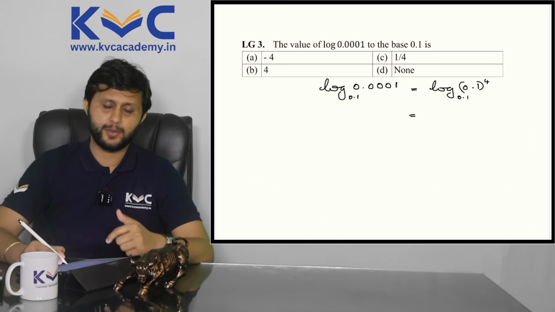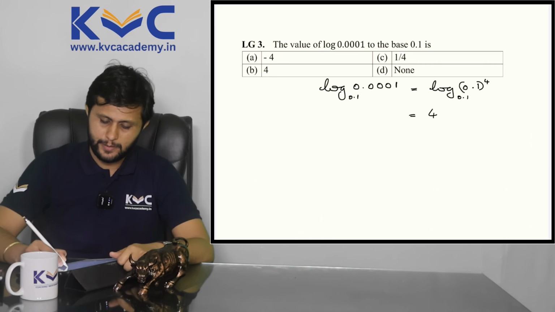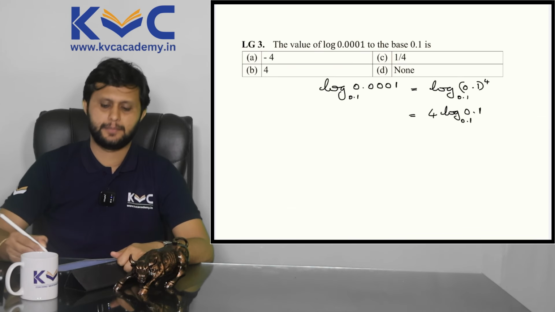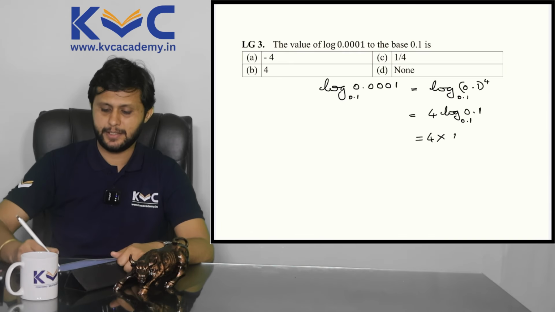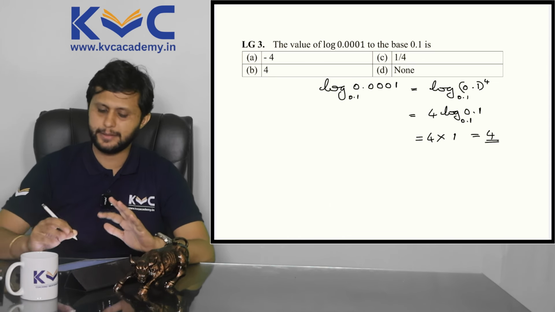4 comes outside because we have log m to the power n is n log m. So we have 4 log 0.1 to the base 0.1. And then we have 4 into log 0.1 to the base 0.1 is equal to 1. Answer is equal to 4. If it comes to you, great.